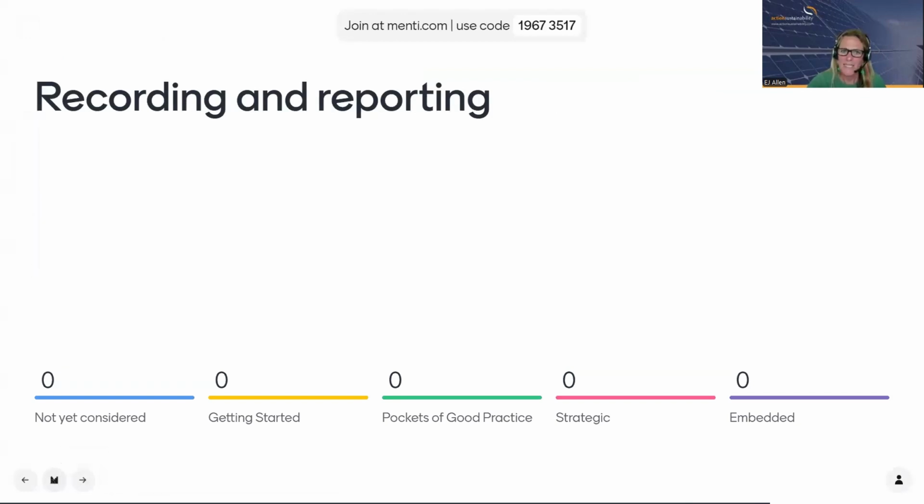So getting started, I'd say you've probably got some metrics that relate to training intervention, so X number of people trained internally.